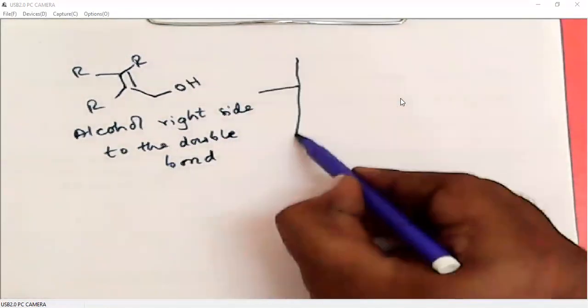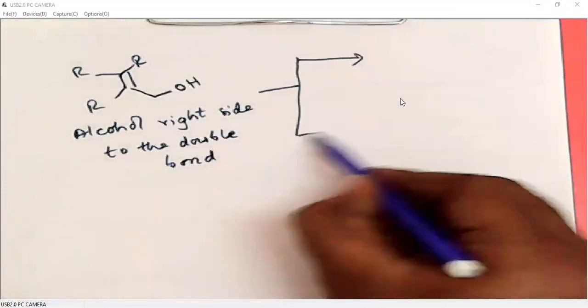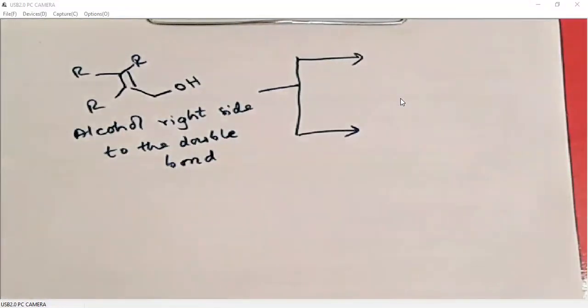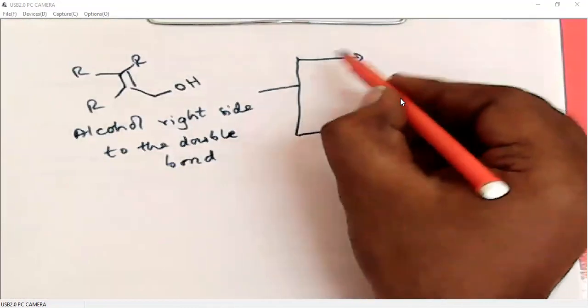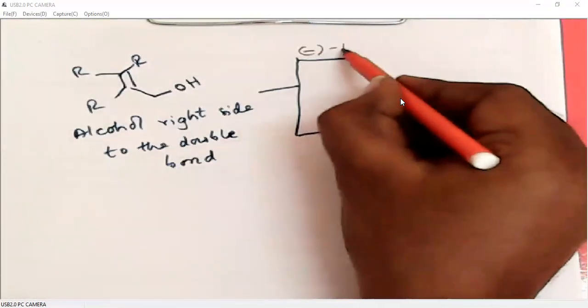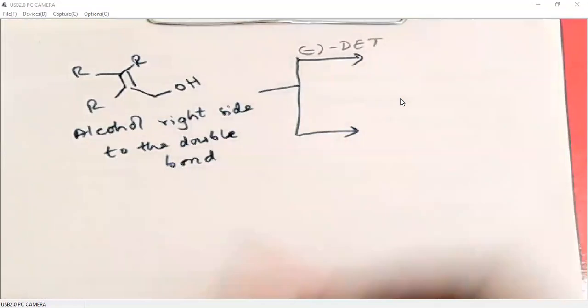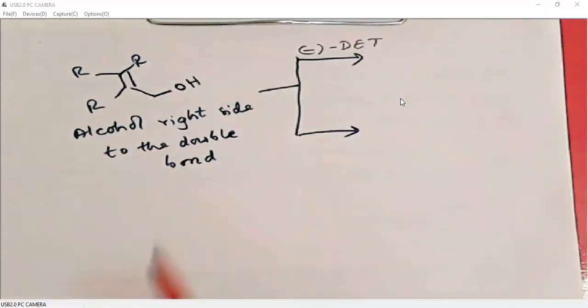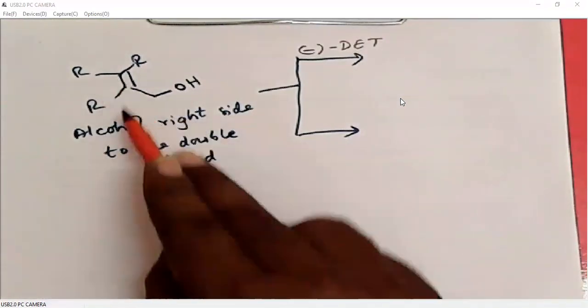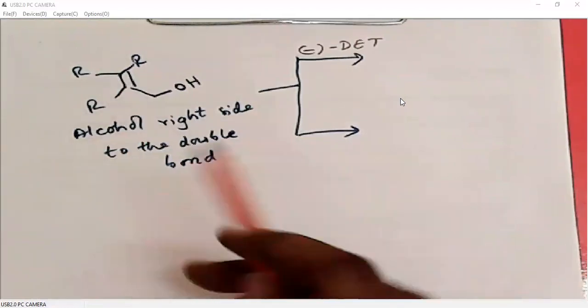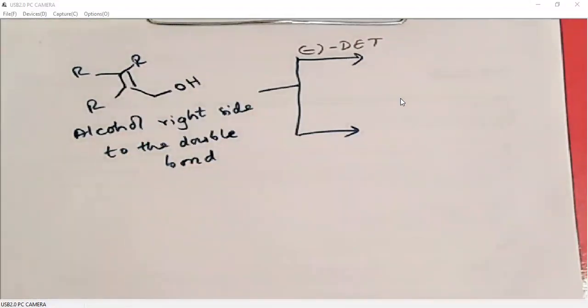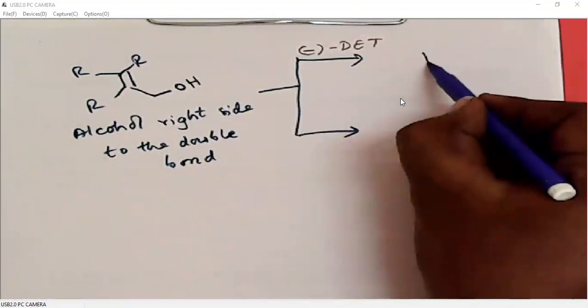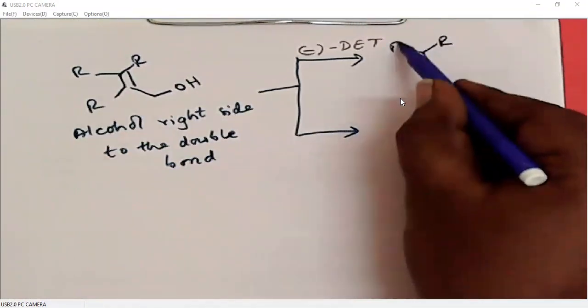Then, what is the product of epoxidation? When we use minus DET and the alcohol is on the right side of the double bond, then the product has the epoxide above the plane.